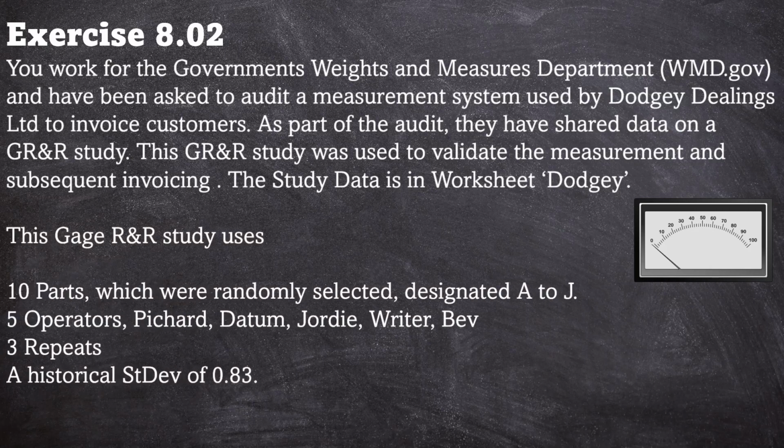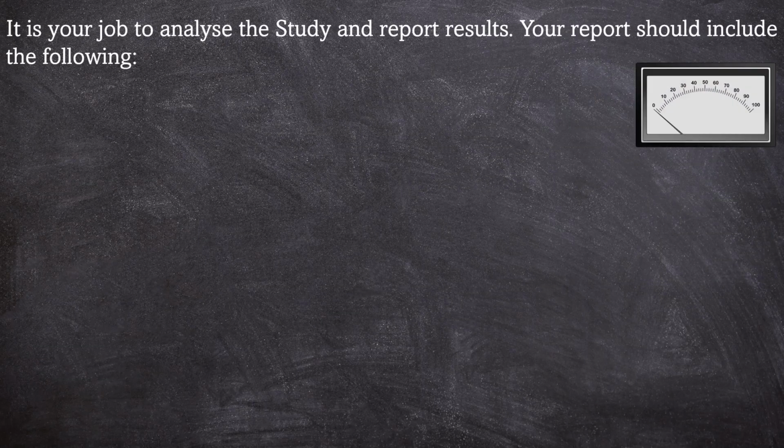So this Gage R&R study uses 10 parts which are randomly selected, designated A to J, 5 operators, Picard, Datum, Geordie, Writer, Bev, and each of those operators will conduct 3 repeat measurements, and we can use a historical standard deviation of 0.83 for this study, as recommended by Dodgy Dealings Limited. So it's your job to analyse the study and report results.